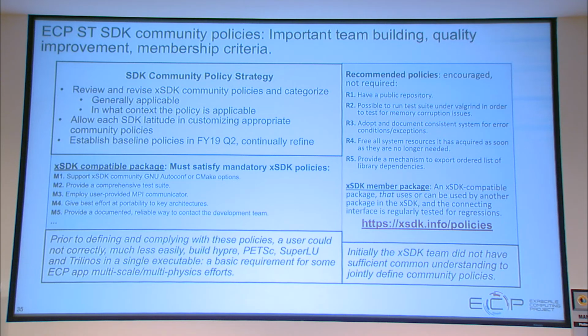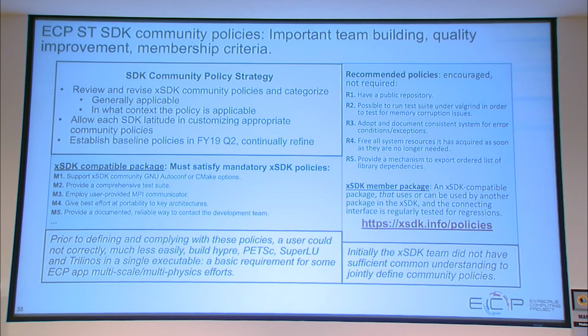So for example, support a community GNU Autoconf or CMake option. Look at and use a comprehensive test suite. Use a user-provided MPI communicator. These are the kinds of things that are necessary to make sure that you don't have collisions when you're building multiple libraries together. So for the xSDK, for the math SDK, I think they're on the order of 16 or 17 required policies in order to be a part of the SDK. And then there are a series of recommended policies.